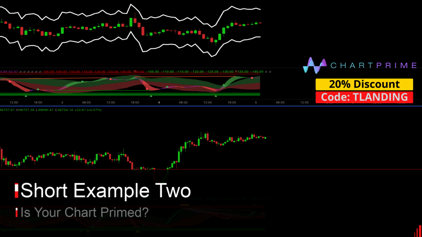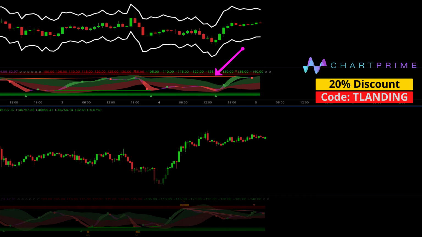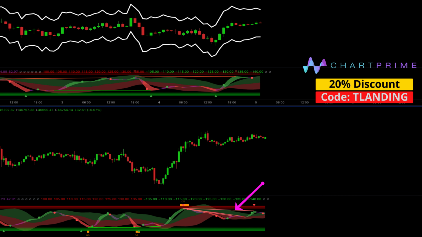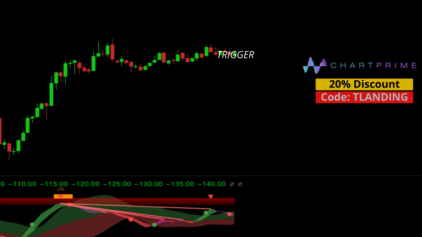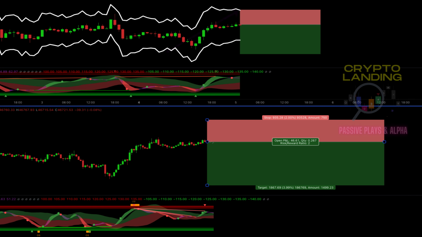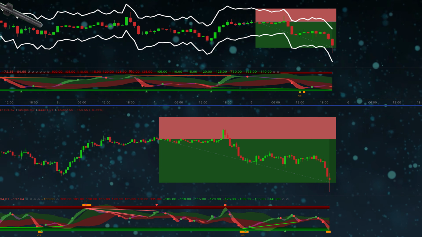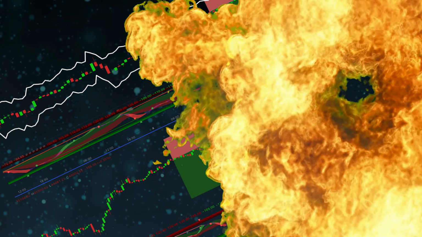I'm going to show you one more quick short example. There is bearish hidden divergence on the 1-hour chart. There is regular bullish divergence on the 15-minute chart. Third, there is a red trend shift dot on the band. This is our trigger candle. The stop is placed at 2 times the ATR above the trigger candle, and the target is 1 to 2. And the last example hits the profit target.